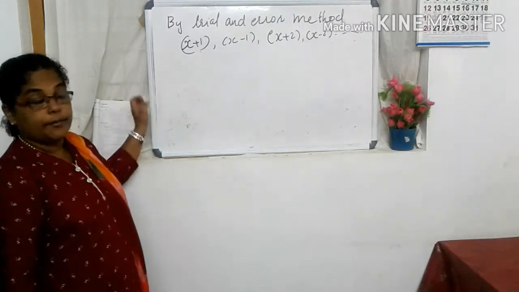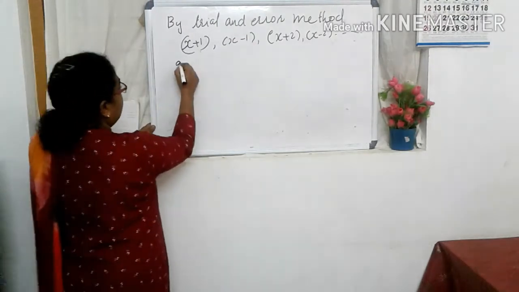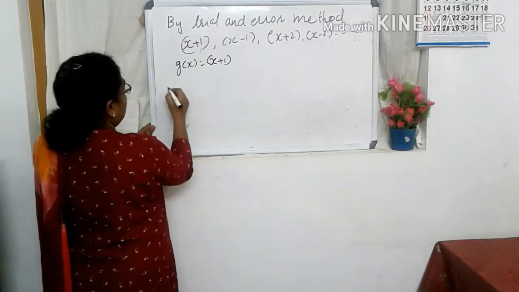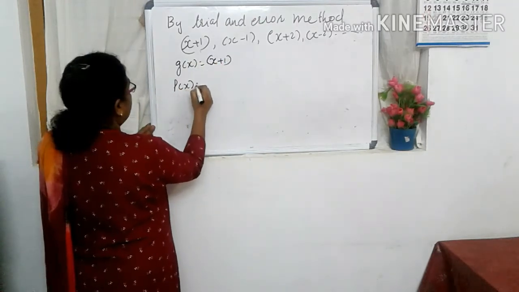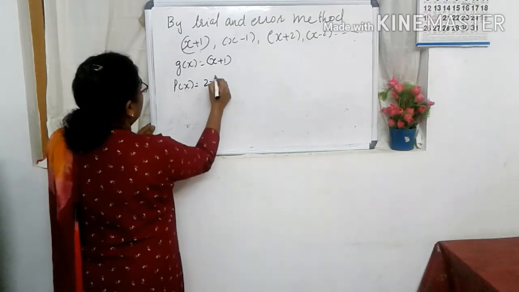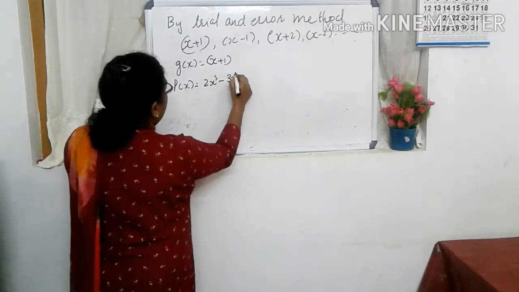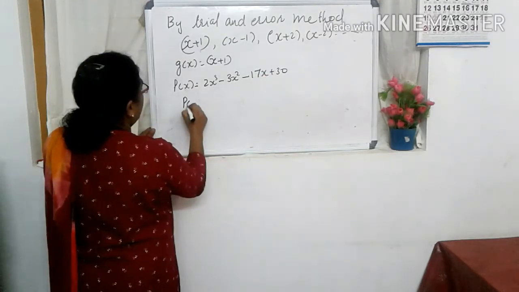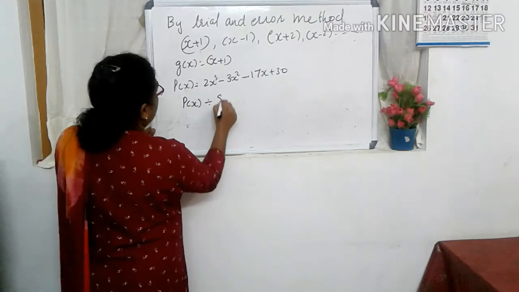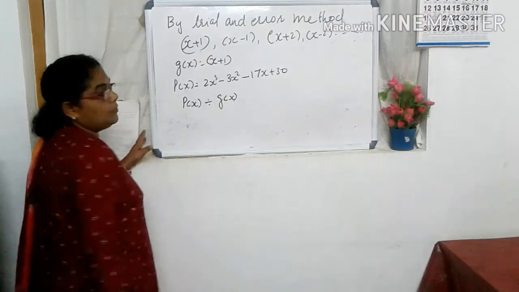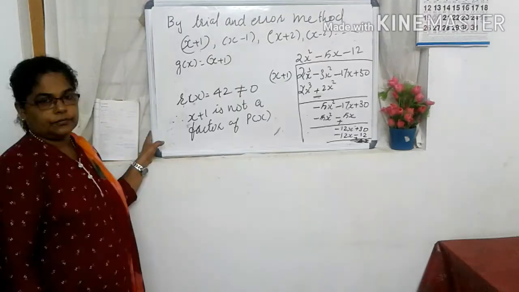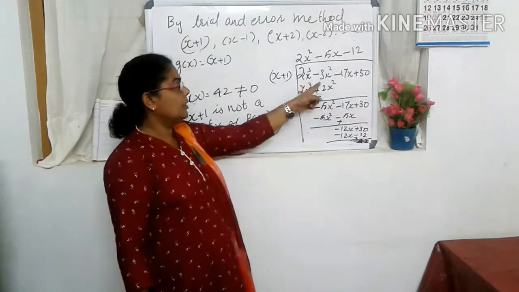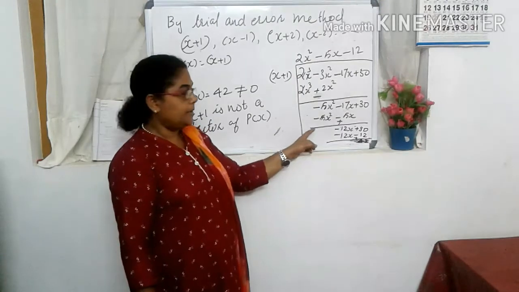First, we are dividing by x plus 1. Here g of x is equal to x plus 1, and we are checking. Therefore, what is p of x? P of x is equal to 2x cube minus 3x square minus 17x plus 30. Now we are dividing p of x by g of x. You have to do it by the long division method.